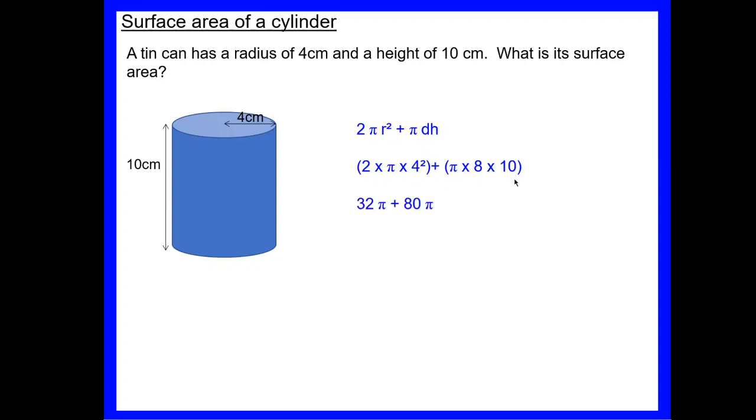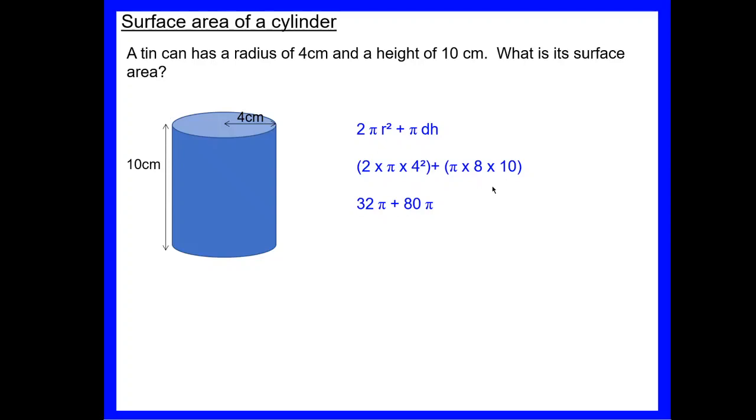So if we work those out, our first bit comes to 32 pi, so 4 squared is 16, 16 times 2 is 32, so 32 pi. Our second part, 8 times 10 is 80, so we've got 80 pi. Now we're doing this in this way because you may be asked to leave it in terms of pi. If you're just asked for a decimal, you could type all of this into your calculator in one go, as long as you're really careful.